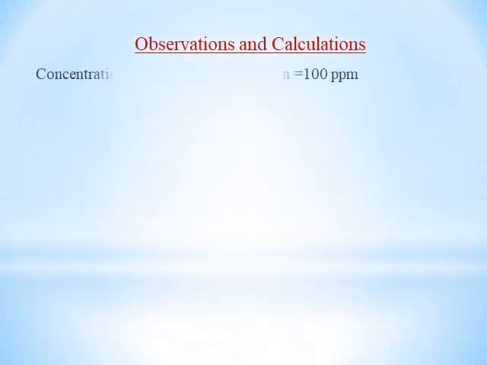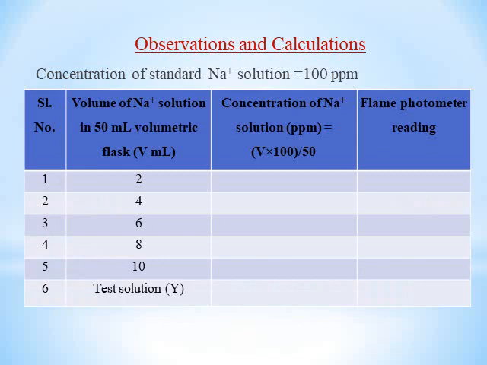Now how do we do the observations and calculations? The concentration of the standard Na+ solution is 100 ppm. This 100 ppm is used for calibrating the instrument. After that you are aspirating 2 cc, 4 cc, up to 10 cc of the solution. So you have 5 different solutions, 2, 4, 6, 8, 10, that is, 5 different concentrations of sodium. Now the volume of Na+ solution in a 50 ml volumetric flask is equal to V ml. You have taken 2 cc, 4 cc, 6 cc, 8 cc and 10 cc.